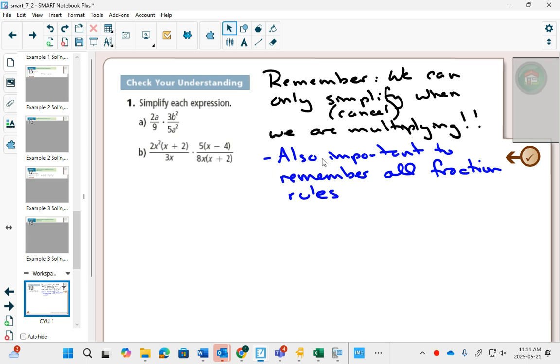Okay? It's also important to remember all of your fraction rules. We're going to be dividing, we're going to be multiplying. So how do you multiply fractions? You multiply the numerators, multiply the denominators. How do we divide fractions? We keep the first fraction the same, change to multiplying, and flip that second fraction.